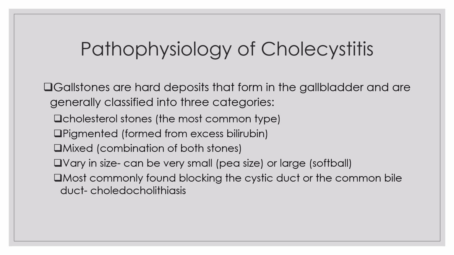Cholesterol stones, which are the most common type. What we call pigmented, and this is formed from excess bilirubin. And then we have mixed, and this is a combination of both stones, the cholesterol stones and the pigmented. These stones can vary in size. They can be very small, as small as a pea, or they can be very large, the size of a softball. Most commonly found blocking the cystic duct or the common bile duct, and so we call this choledocholithiasis.